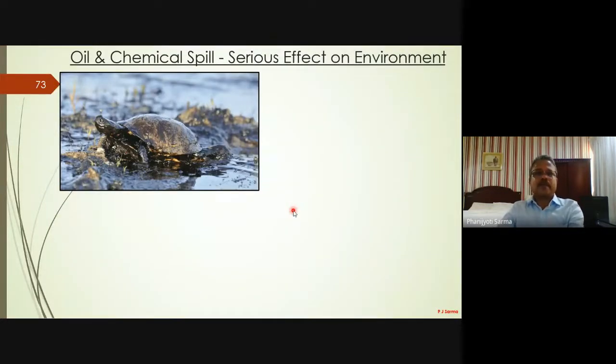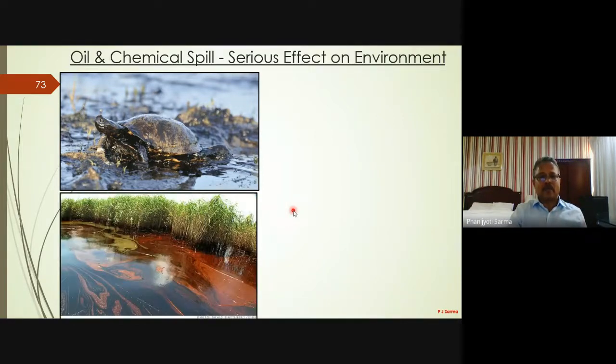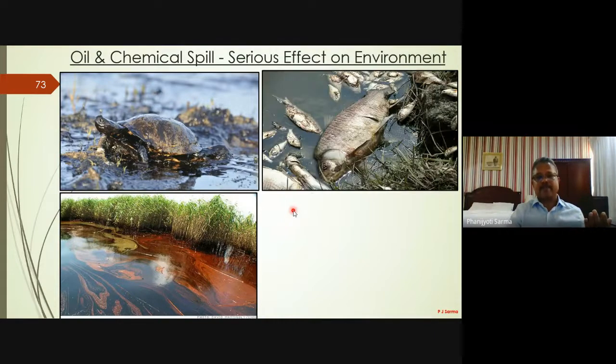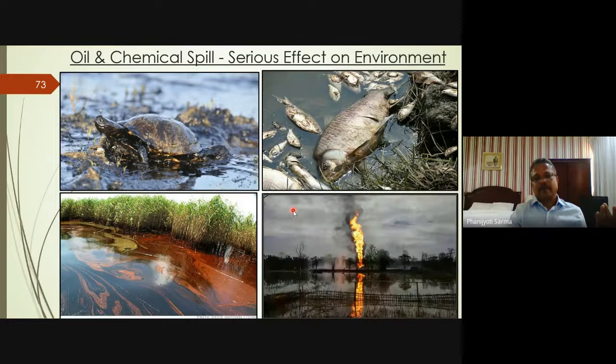If those are not handled properly, if it is spilled, even oil, which is production, when it is spilled, it is a waste, right? So it creates a serious effect on the environment if an oil spill happens. And these are the consequences to life, to the vegetation, and the last picture is the flame and the fire.